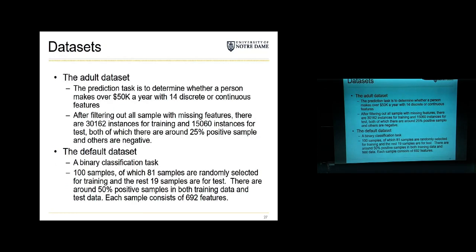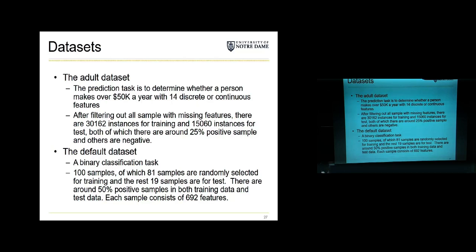The first is a prediction task to determine whether a person makes over $50,000 a year with 14 different features. After filling out all samples with missing features, we have around 30,000 instances for training and 15,000 instances for testing. Both of which are around 25% positive, so that's slightly unbalanced data. The other is a default dataset provided by Spark. It's also a binary classification task that has only around 100 samples, and I randomly choose around 80 samples for training and 20 samples for testing. And they are balanced.